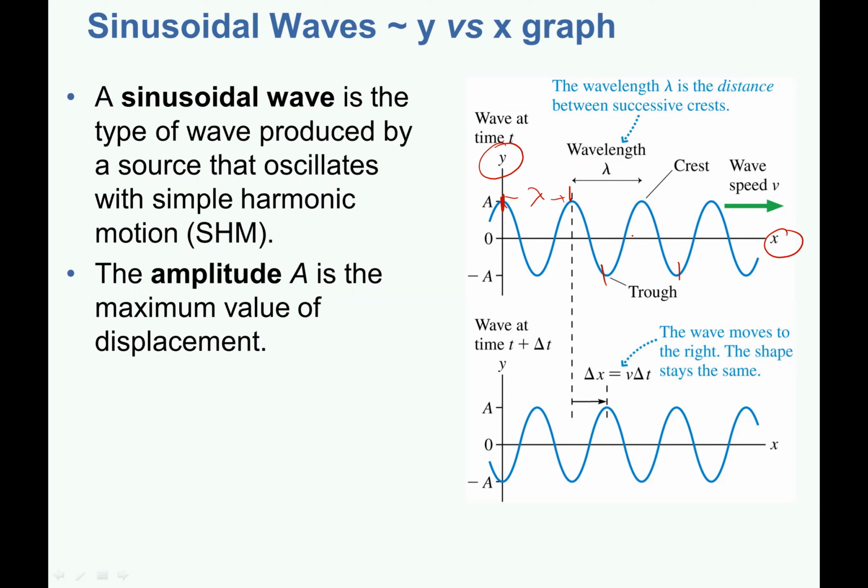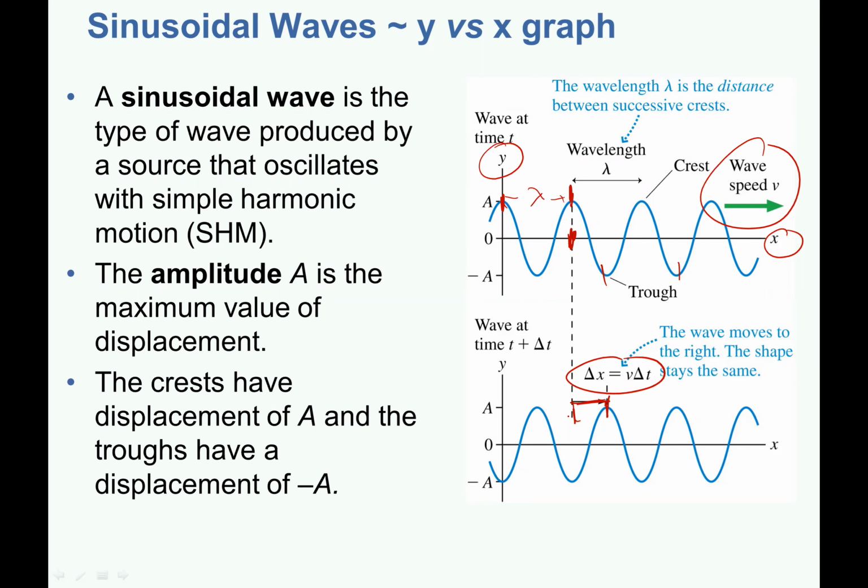And what we have here is, as a function of time, the wave is propagating to the right. So if this crest was right here at some time, at some later time it is moving from here to there, and that represents this displacement. So the horizontal displacement of that crest as a function of time, because it is moving to the right. The crest has a displacement of A, and the trough has a displacement of negative A. That means positive amplitude and negative amplitude.